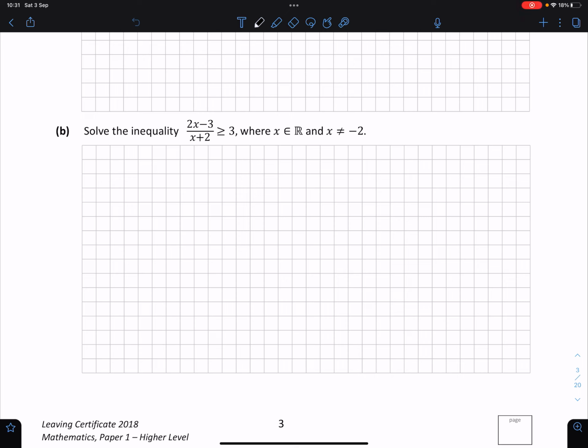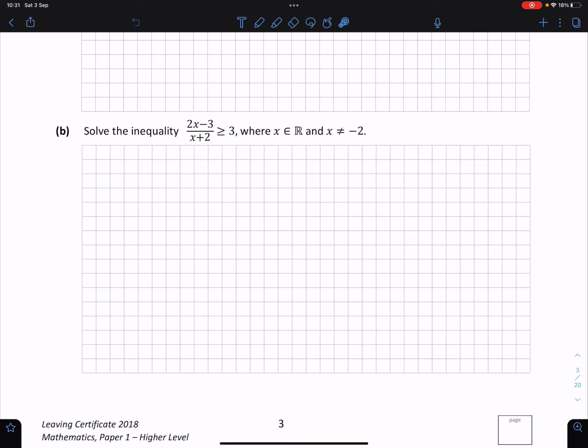So we're given the inequality here, 2x minus 3 over x plus 2 is greater than or equal to 3, where x is a real number and x cannot equal minus 2 because we can't divide by 0. Now, the most important thing is that first we need to get rid of the fraction. In order to do that, we need to multiply both sides by x plus 2, and that essentially cancels out the denominator.